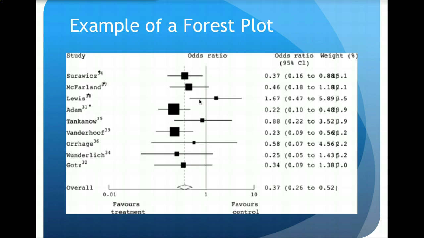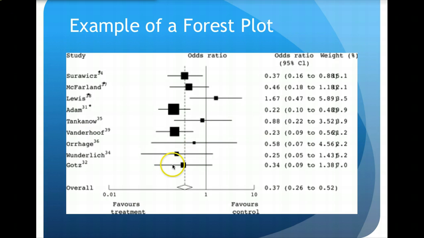The areas of the black squares represent the weight each trial contributes in the meta-analysis, okay? The solid vertical line essentially corresponds to no effective treatment for this study, and you are looking at the difference between them, like the overall treatment effect, which is also calculated.